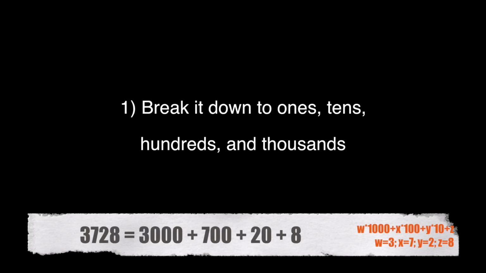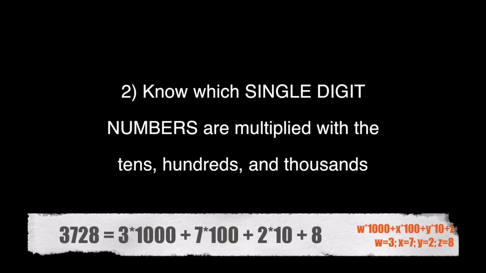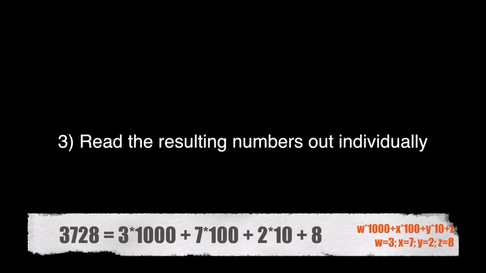So here's a recap of all the things we learned today. To communicate numbers in Chinese, you have to 1. Break it up into groups of ones, tens, hundreds, and thousands. And 2. Break it down further so it's clear to see which single-digit number are multiplied with the tens, hundreds, and thousands. Now, simply 3. Read the resulting numbers out individually. The mathematical symbols in between are implied as you read it out.